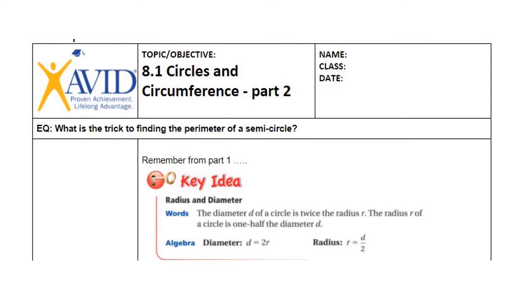Hi guys, this is part 2 of the 8.1 notes. I divided it into 2 parts because otherwise the notes would have been pretty long.